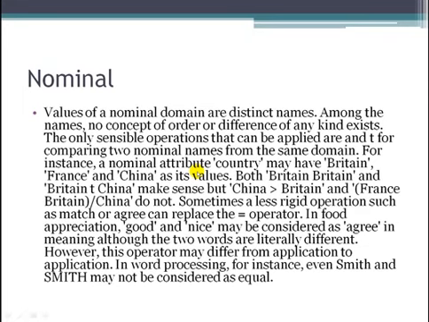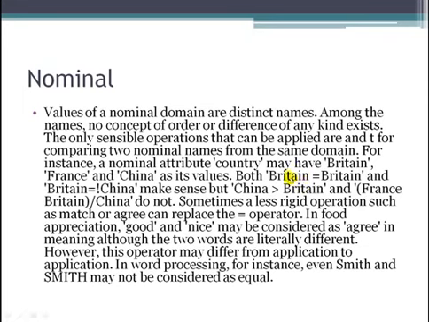Sorry, it's both Britain equals Britain and Britain does not equal China. Those make sense. But Britain is greater than China and France is something Britain do not make sense. Okay, so you can't do these kinds of numerical operations.